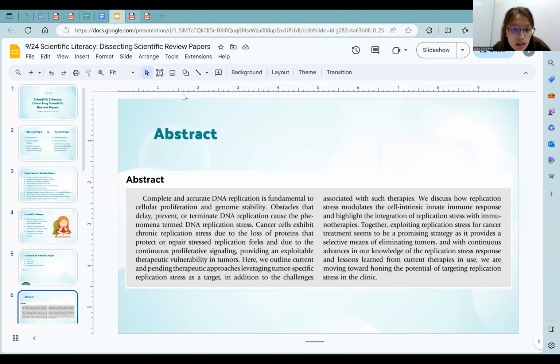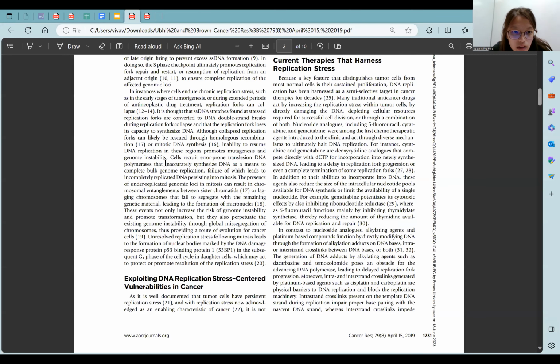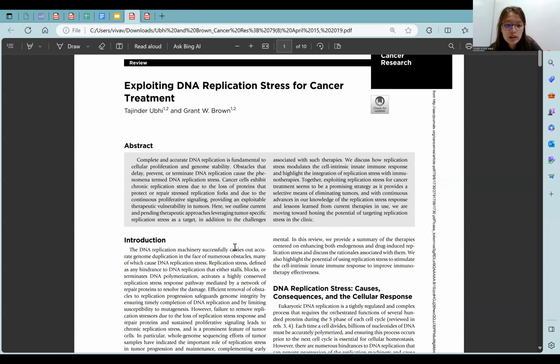Okay, so the first paper, I actually have a PDF of it. This is the Ubi and Brown paper that I sent out about DNA replication stress for cancer treatment. This was the first article that we read in the college class, so I think that'll be super helpful for you guys.